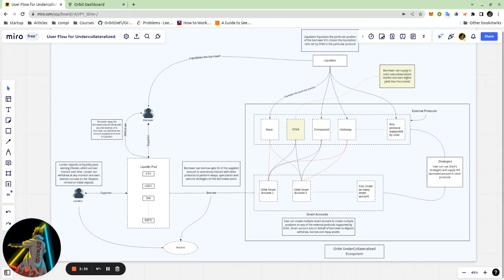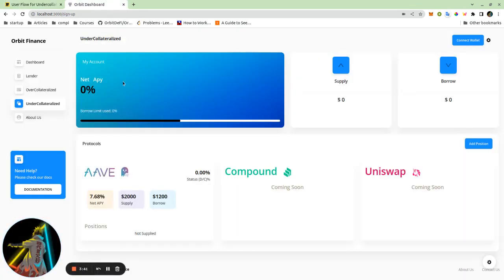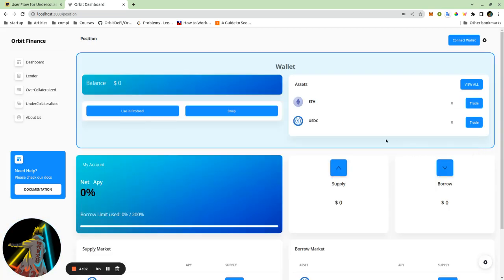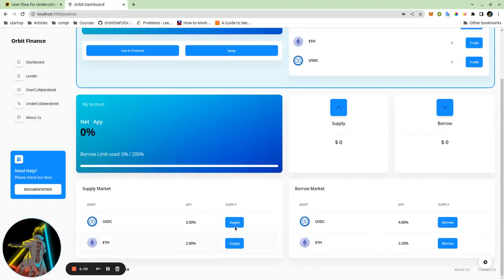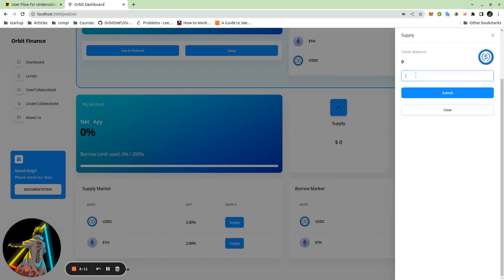So let's see how this looks on the UI level. The dashboard for the under collateralized market will show all the positions that the user has made in separate protocols that we support. Currently, as you can see, there's no position in Aave, and Compound and Uniswap are coming soon, and different protocols will also be added later. So let's try to create a position in Aave. Firstly, as I said, the borrower will have to supply some funds in Orbit. So let's try to supply, let's say, $1,000.